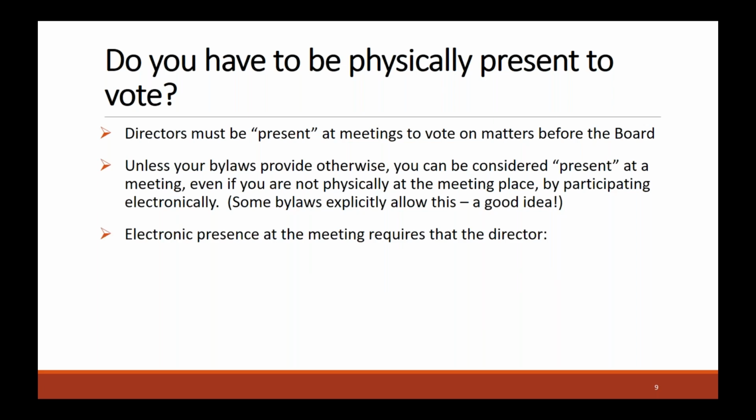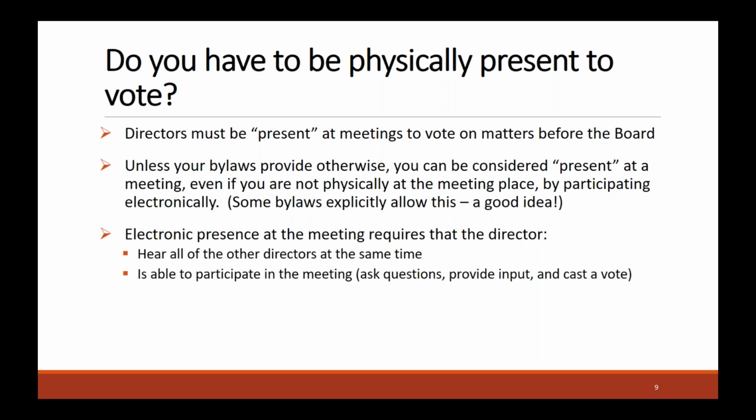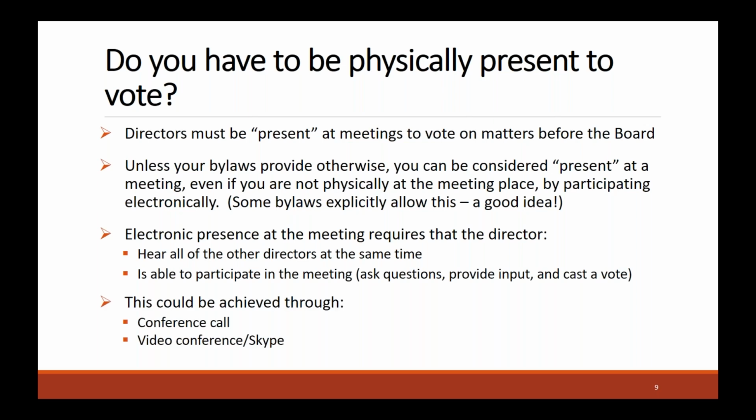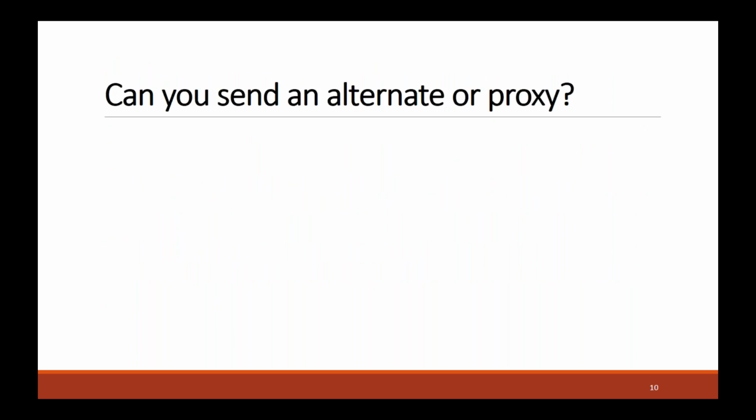Electronic presence at the meeting requires that the director be able to hear all the other directors at the same time, that the director is able to participate in the meeting, so they have to be able to speak, ask questions, provide input, and vote. And this can be achieved through a conference call or a video conference or Skype or some other platform like that. Okay, there's another question.